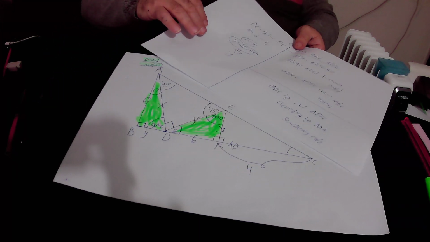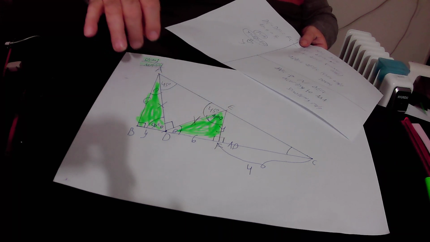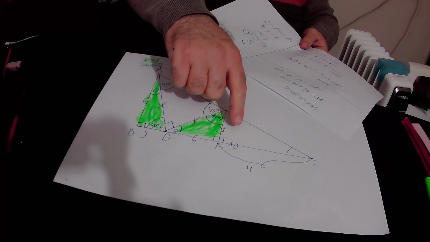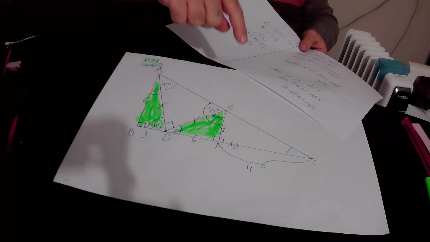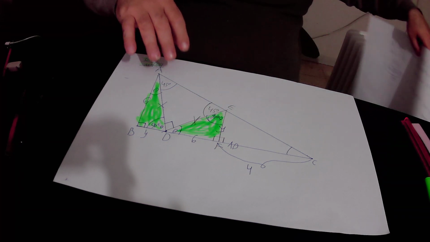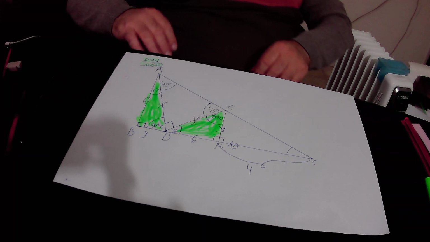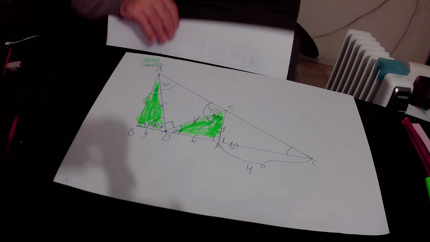So we found that the big right triangle, triangle ABC, is similar to the small right triangle, triangle EFC, according to the angle similarity rule. Because those two triangles are similar to each other, we conclude that the following relationship exists between their sides.